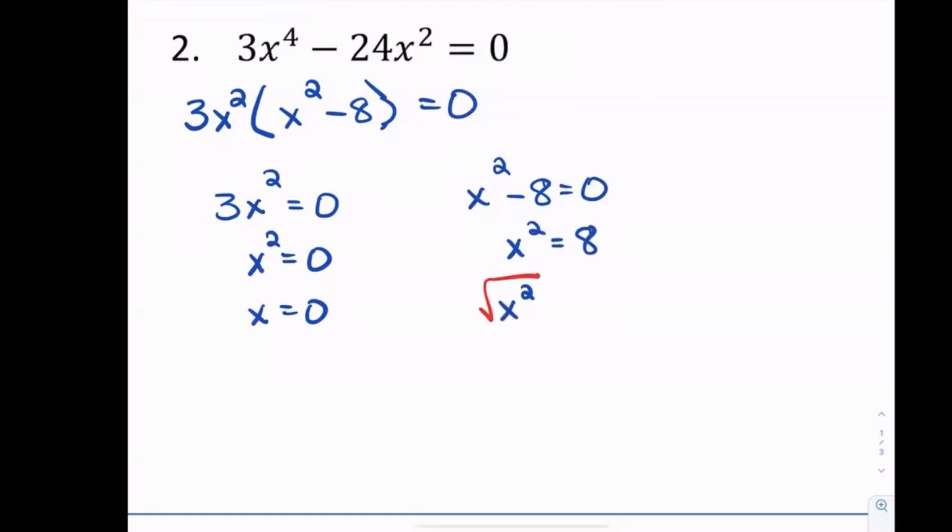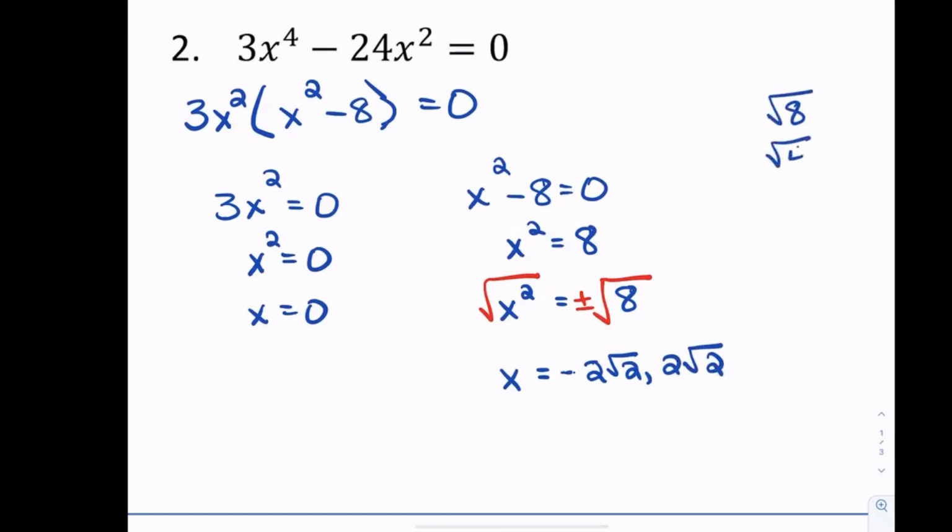When we take the square root of both sides, we need to consider both the positive and negative square root of 8. So we get -2 square root of 2 and +2 square root of 2. Remember, for the square root of 8, we can write it as the square root of 4 times the square root of 2, which is 2 rad 2.